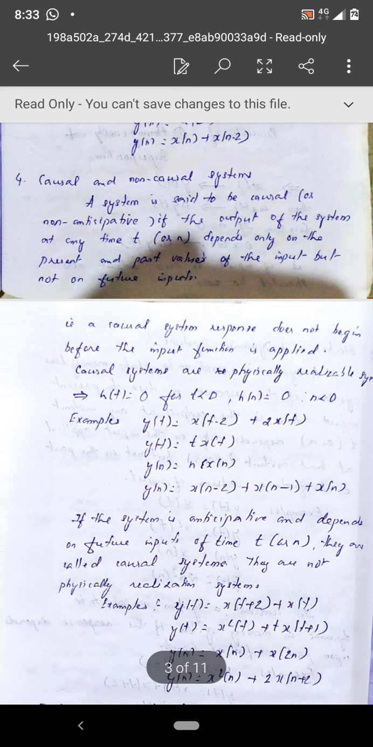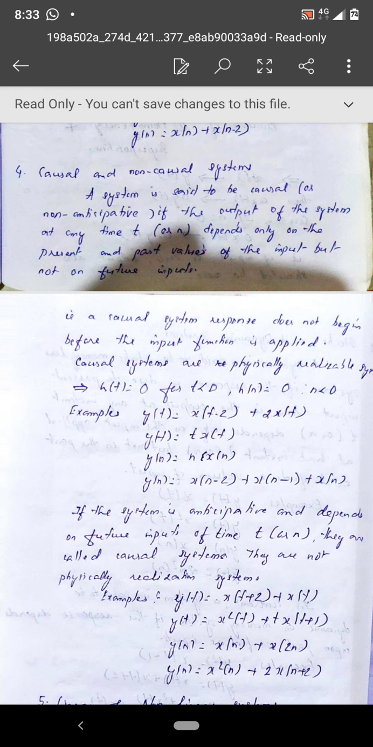That is, y of t is equal to x of t minus 2. X of t minus 2, you have learned from the previous discussion itself that it is actually a past input. T minus 2 is a past input, and x of t multiplied by 2 is a present input. So the y of t output depends on past as well as present inputs. Okay, whereas the second example, that is again y of t is equal to t into x of t, that also depends on the present input. There is no past as well as future, so that is again a causal system.